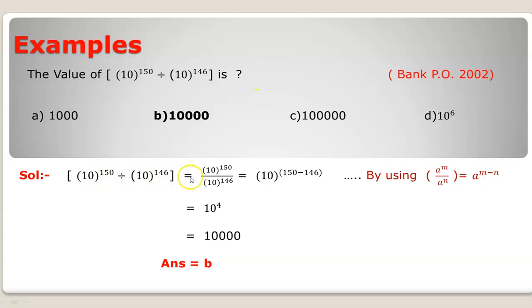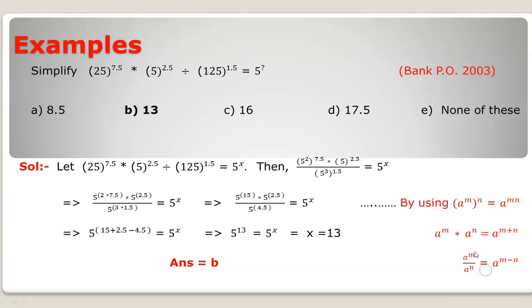So this term can be written as 10 raised to 150 divided by 10 raised to 146, which is equal to... So there again, by using laws of indices, the base is the same, that is 10. That's why 10 raised to m minus n, it means 150 minus 146, which is equal to 10 raised to 4, and this is equal to 10,000. So answer B is the correct option.